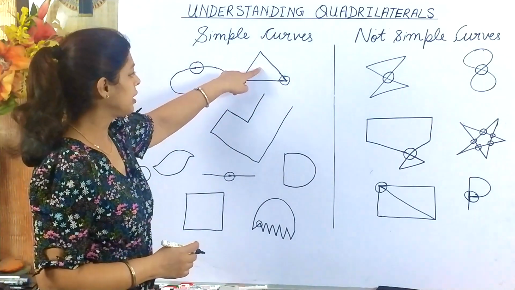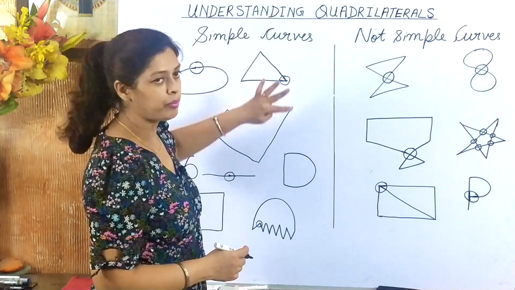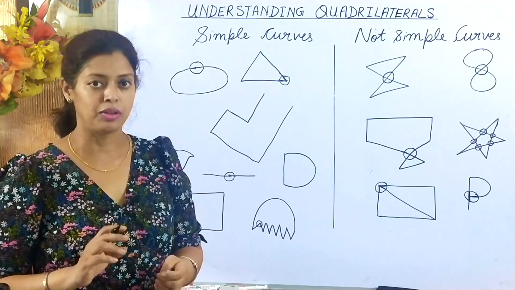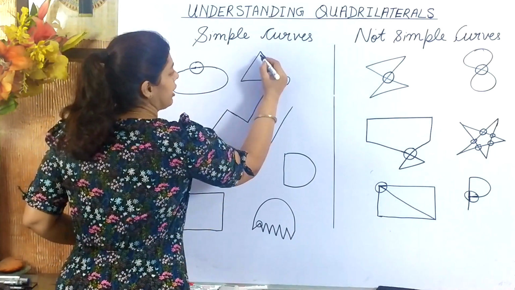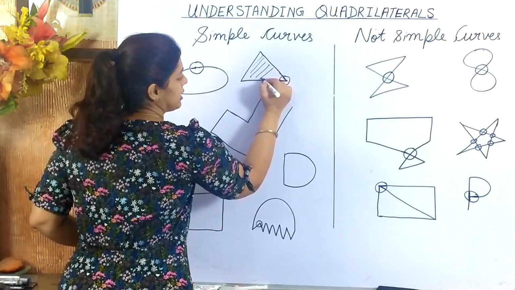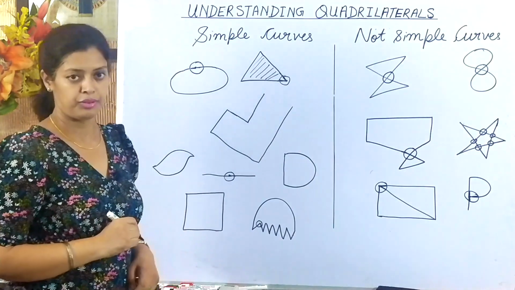But a closed simple curve will have no endpoints because the starting and the end point is always the same in the closed simple curve. And it will enclose an area or region. For example, this is enclosing this region within itself.